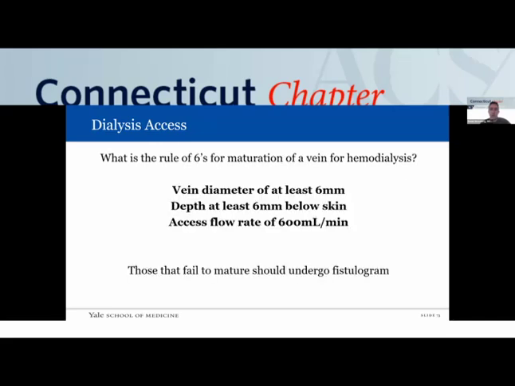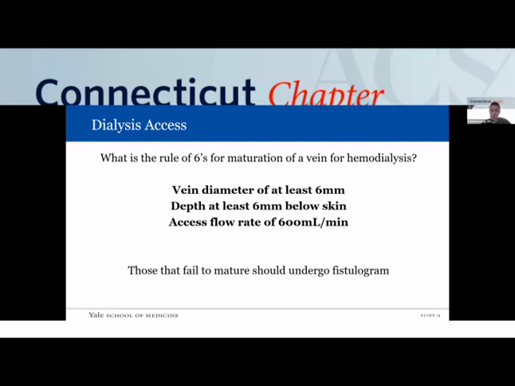And so we talk about the rule of sixes for maturation of the vein for hemodialysis. The vein diameter needs to be at least 6 millimeters, and so that's why if you do a graft, you typically choose at least a 6 millimeter PTFE graft. The depth should be within 6 millimeters from the skin. The flow volume should be 600 milliliters per minute.